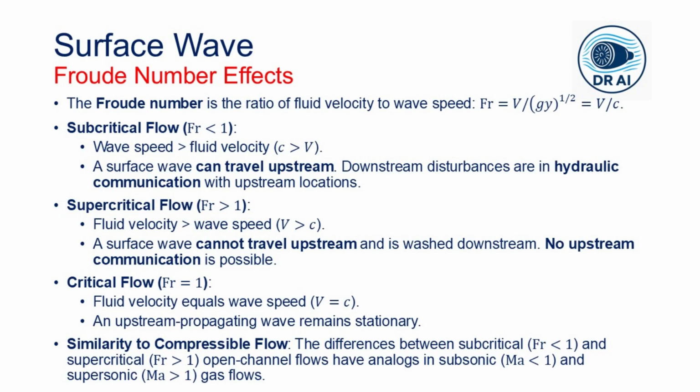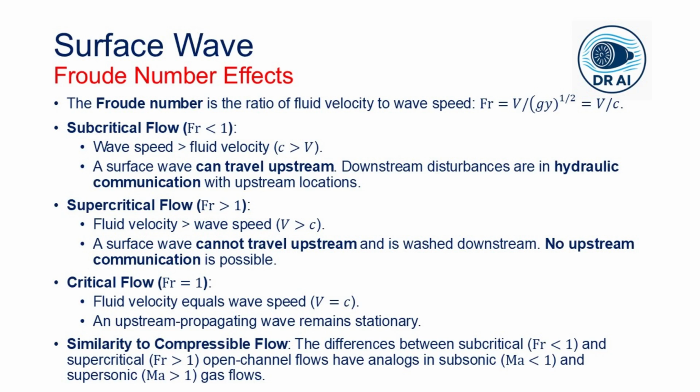If velocity V equals the small c, then the upstream traveling wave has a speed of c minus v equals 0 relative to the bank. It's stationary. But if v is greater than c, then c minus v is negative, and the wave that wants to go upstream is actually being washed downstream. So this is the physical meaning of the Froude number.